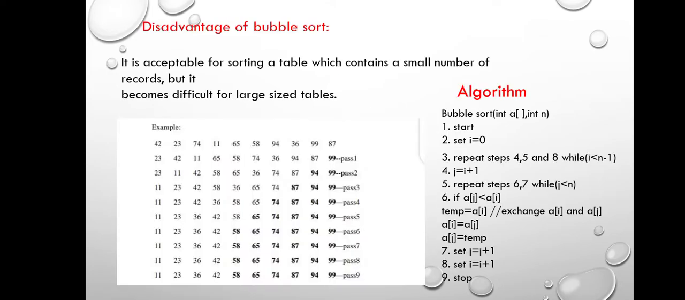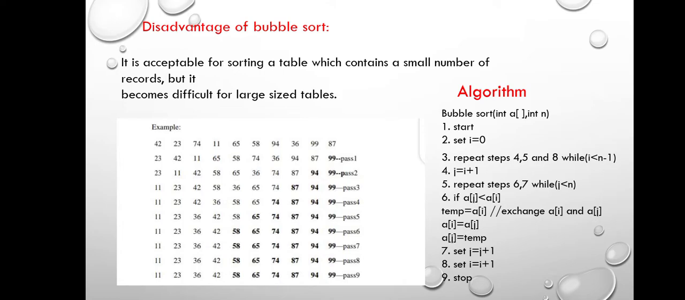Disadvantages of bubble sort. It is acceptable for sorting a table which contains a small number of records, but it becomes difficult for a large size table. This is the example for bubble sort algorithm.